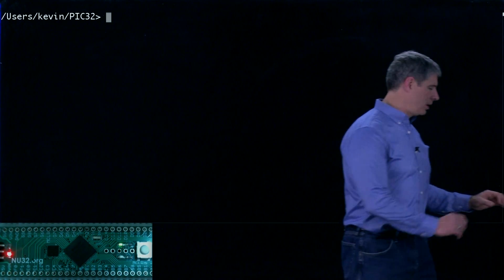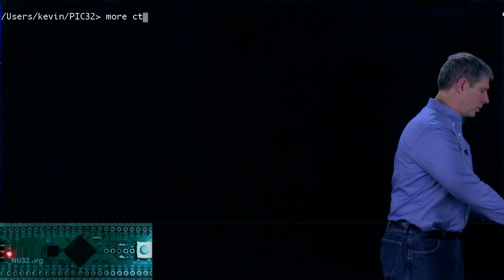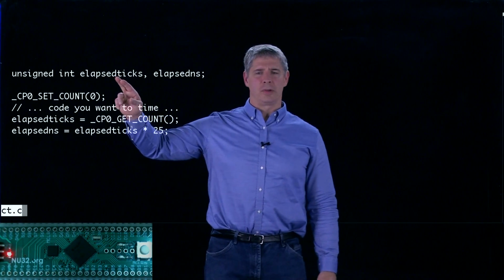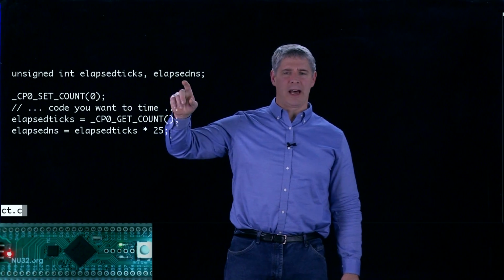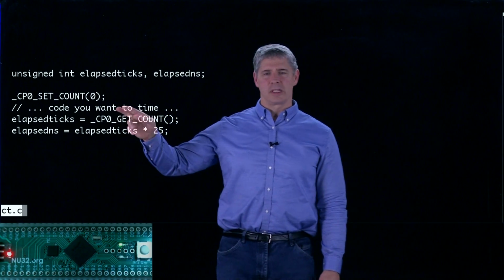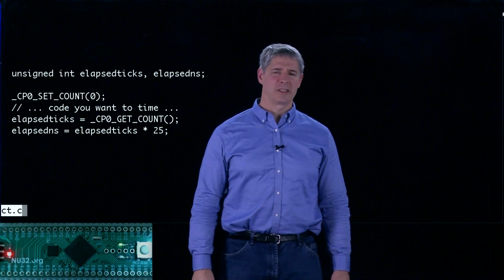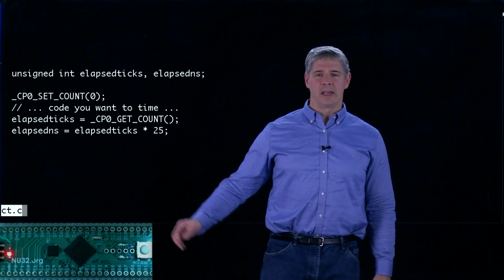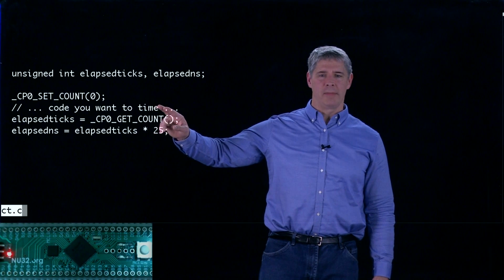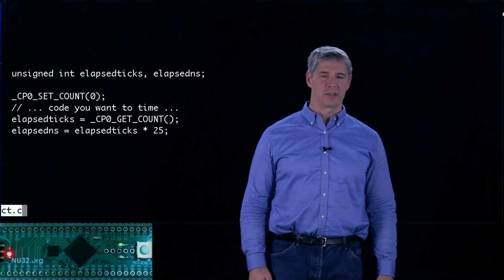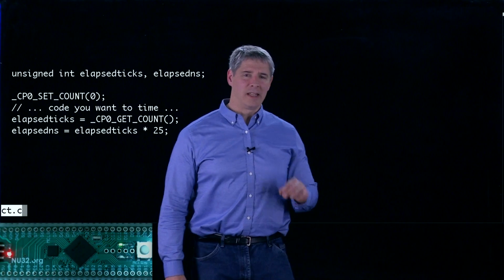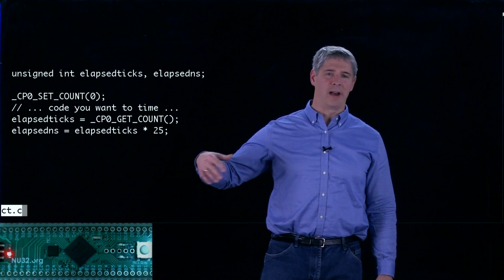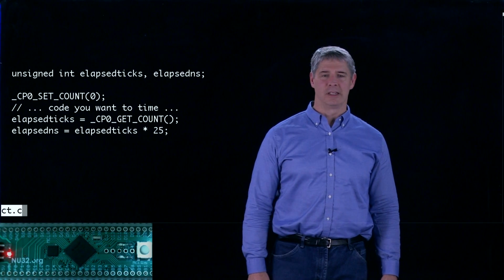Here's an example of code that uses the core timer. We define 2 integers, elapsed ticks and elapsed nanoseconds. Then we use the command CP0 set count, which sets the count of the core timer to 0. Then we have the code that we want to time. After that, elapsed ticks equals CP0 get count, which gets the number of counts of the core timer. Then we multiply that by 25 to find the elapsed time in nanoseconds.